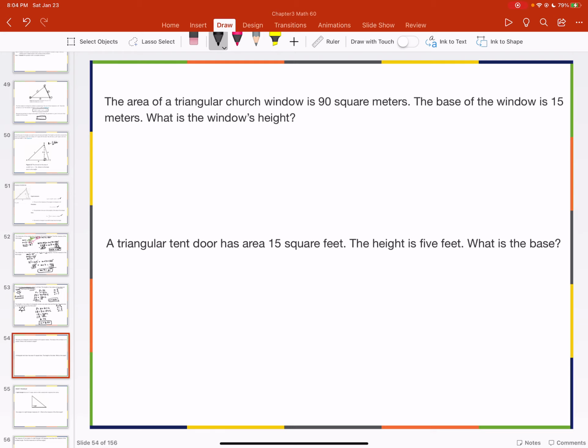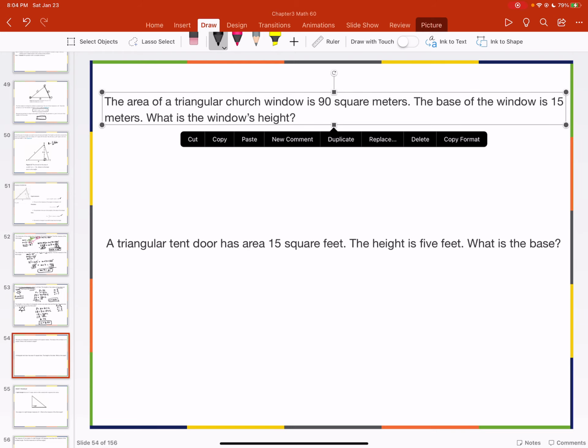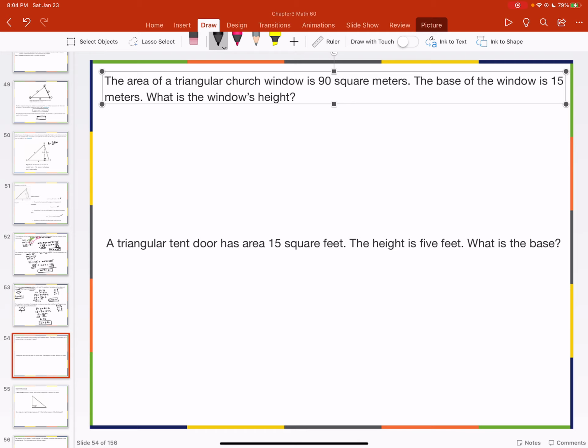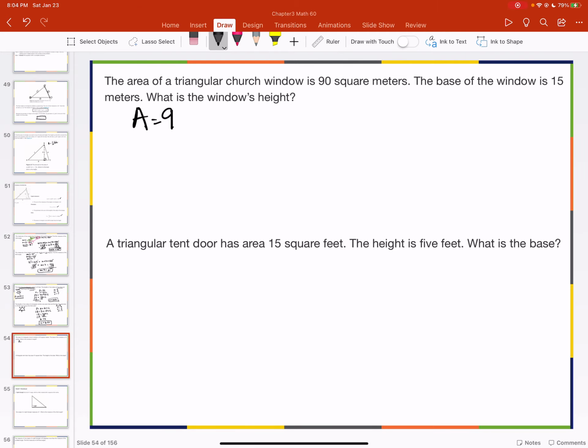Okay, then we have this problem. The area of a triangular church window is 90 square meters. So the area is 90 square meters, or meters squared. The base of the window is 15 meters. What is the height? For this, we're going to need the formula: the area of a triangle is 1/2 base times height. So we're just plugging things in again.